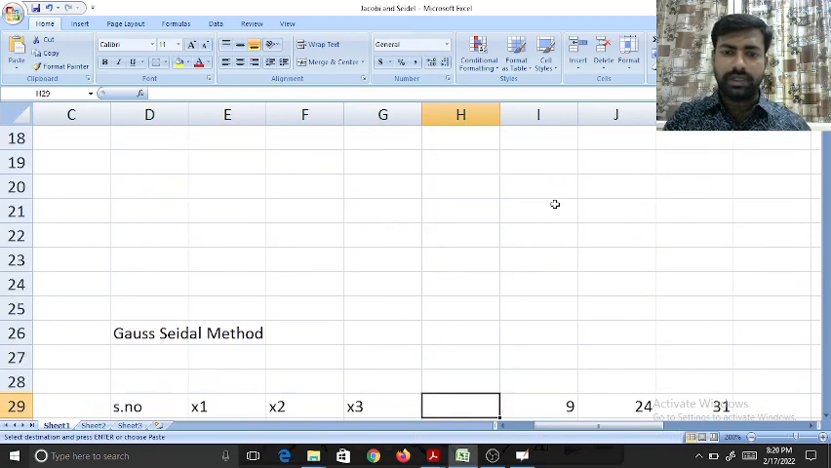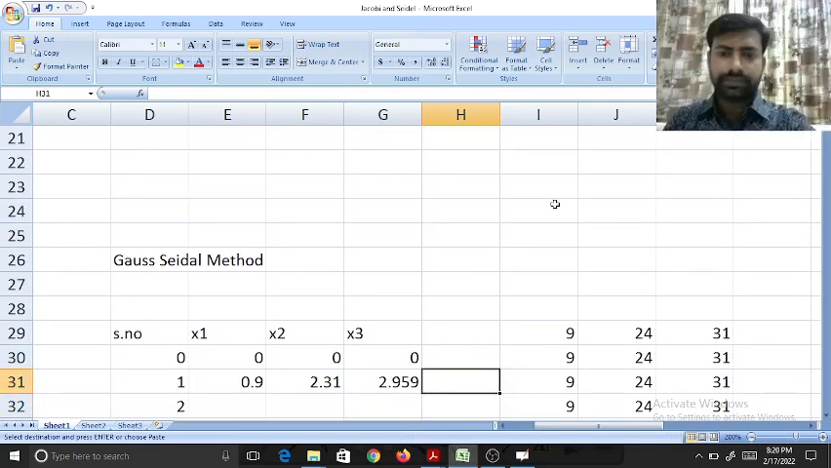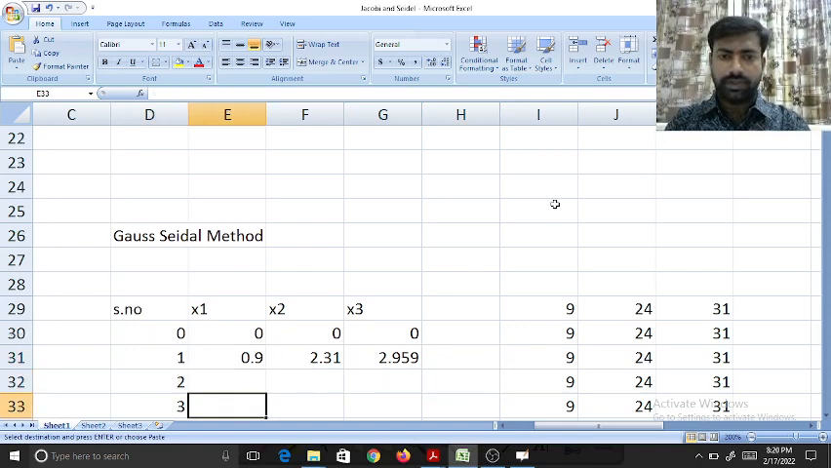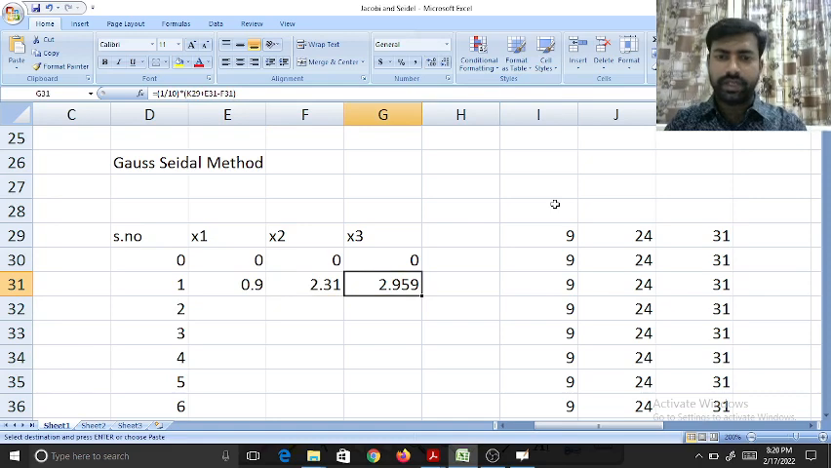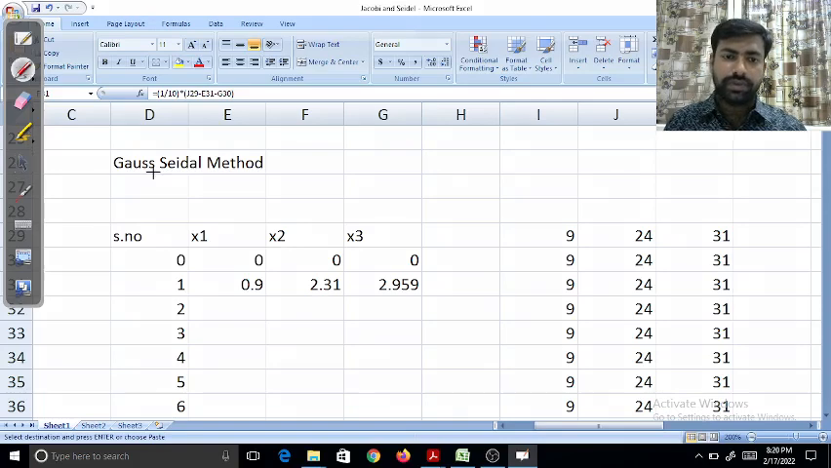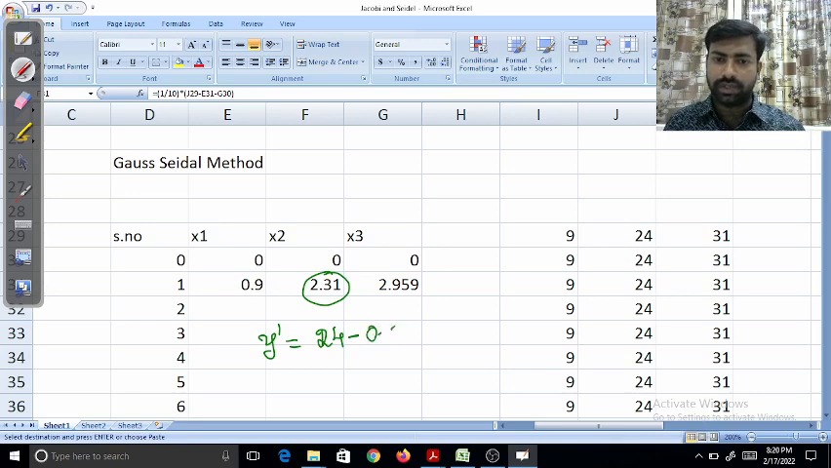Now, the Gauss-Seidel method, which I applied here. Earlier you got 2.4 here and 3.1 here. But in Gauss-Seidel we got 2.31 and 2.951. Why? Because to calculate y2, we use the updated value. So this was calculated like this: y1 equals 24 minus this value 0.9 minus 0, divided by 10. And how did we get this one?